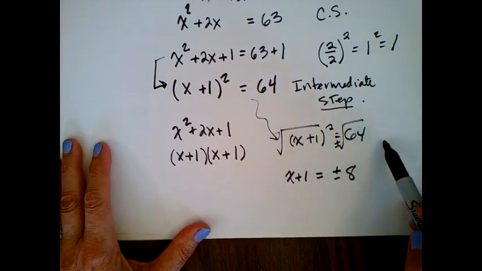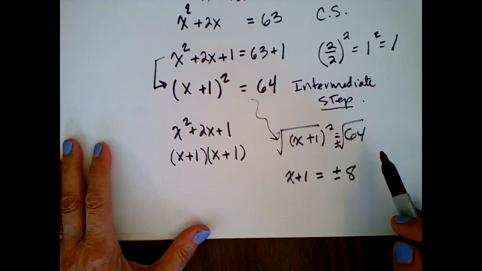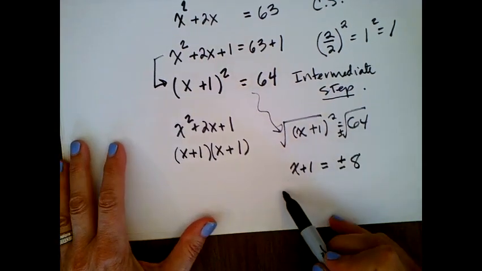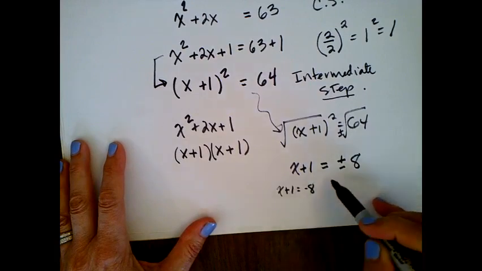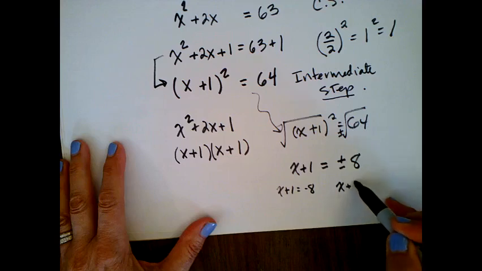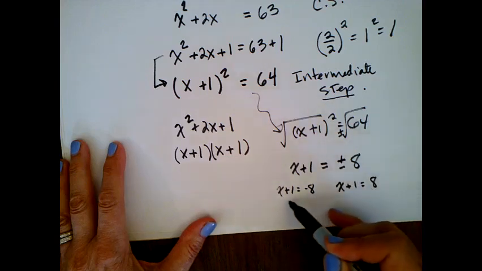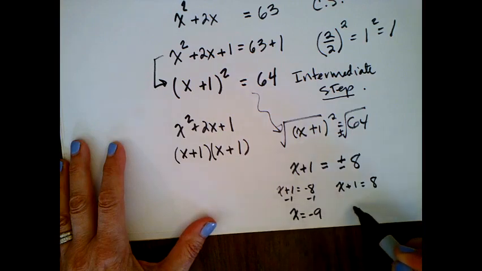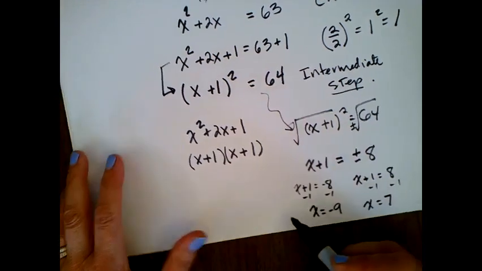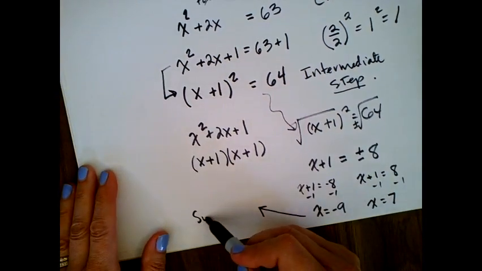If you're not sure, just get out that calculator. And now I'll write x plus 1 is negative 8, x plus 1 is positive 8. Subtract 1, x is negative 9. Subtract 1, and x is 7. And we call these the solutions.